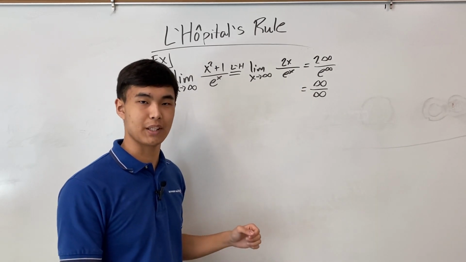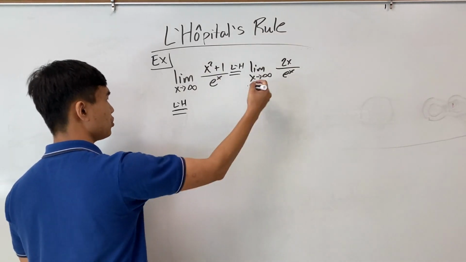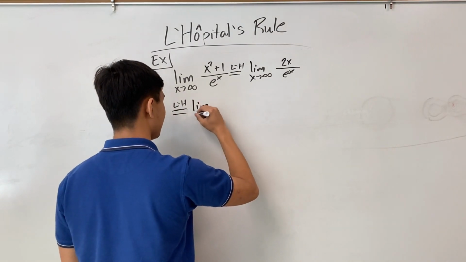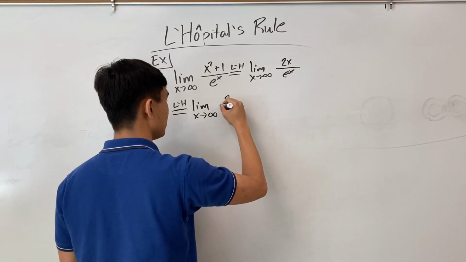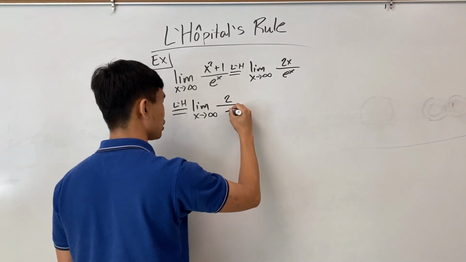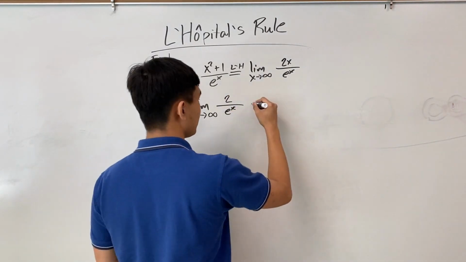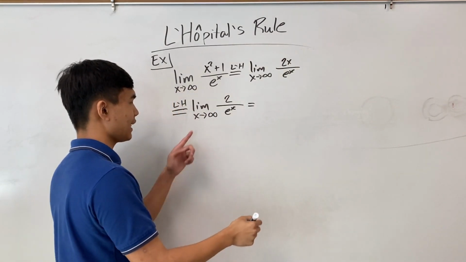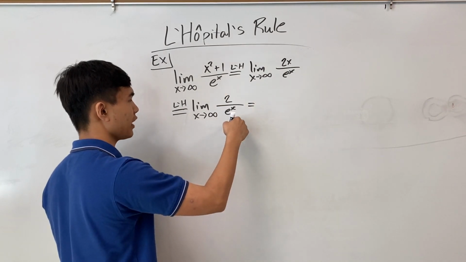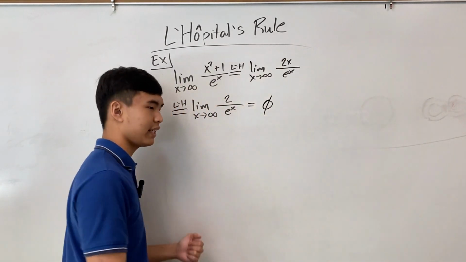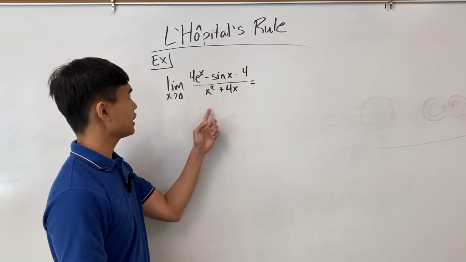So we have to apply L'Hopital's rule one more time. By L'Hopital's rule, this is equal to the limit as x goes to infinity of the derivative of 2x, which is 2, over the derivative of e to the x, which is e to the x. And now when we look at the behavior of this function, we see that as x goes to infinity, e to the x also goes to infinity, meaning 2 over e to the x goes to 0, and that is our answer. To finish off the video, we're going to do this last example.